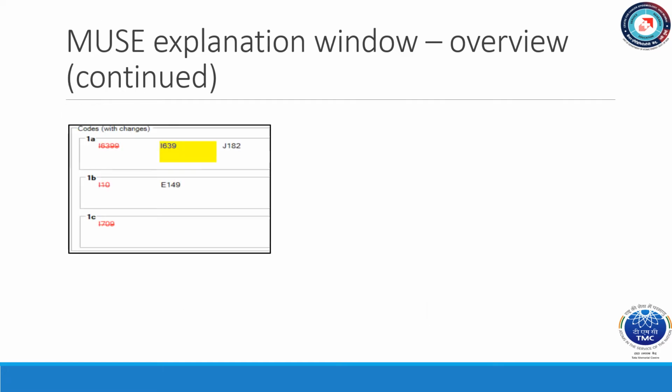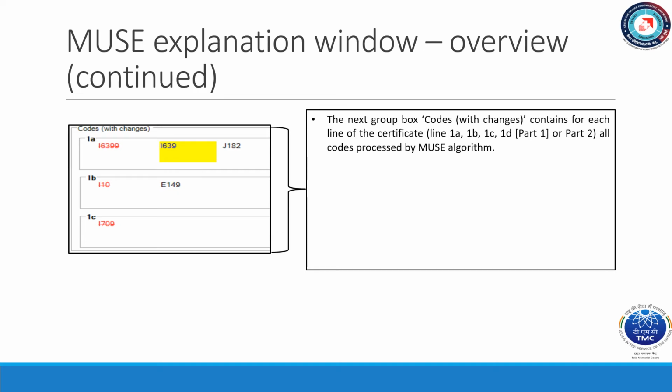Followed is the next group box, codes with changes, displaying the line codes, line A to line E from part 1 as recorded in the electronic certificate for a particular deceased, based on the medical conditions along with the contributing cause of death conditions in part 2 is specified. It forms as the input to the Muse function and applies the Muse algorithm to select the underlying and multiple cause of death.